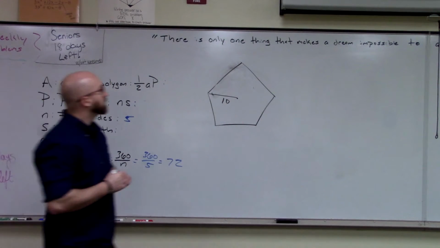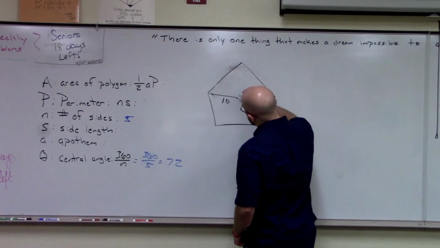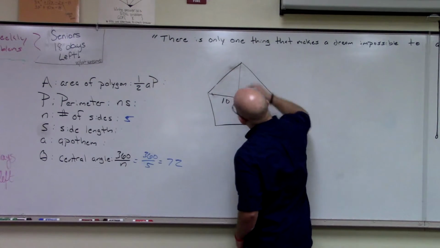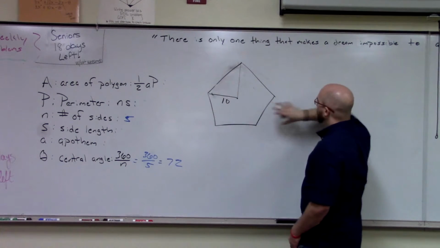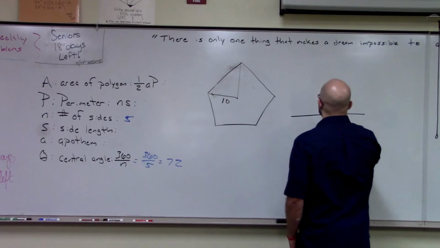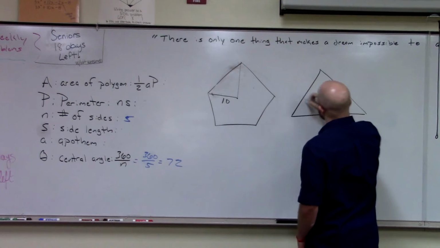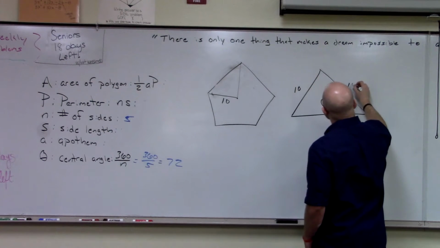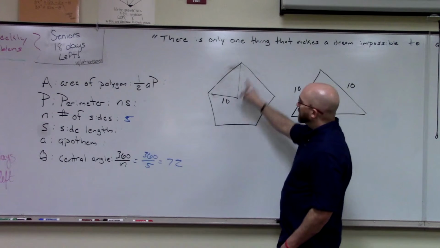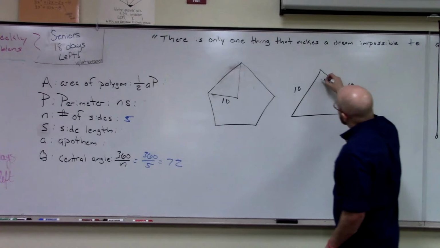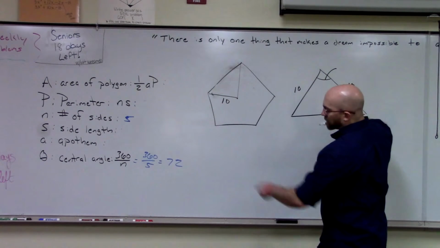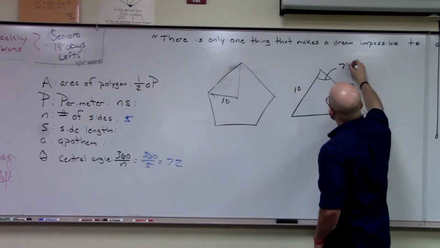What I do, imagine we have another little line going to another vertex. We have a little triangle here. I'm going to draw that triangle over here. And I know this is 10, this is 10, because again, this is the radius. Imagine it's inscribed in a circle. Again, this angle, that's our central angle, 72. That's why we find that.